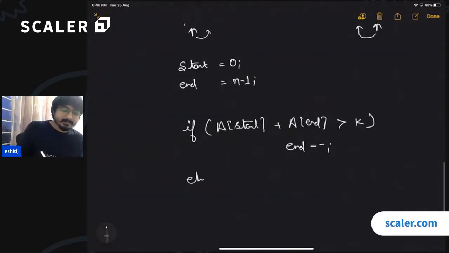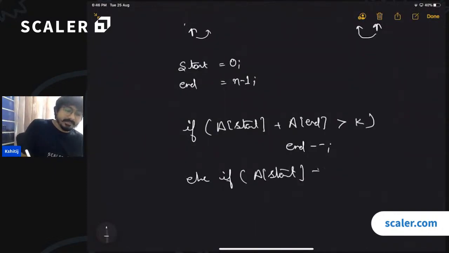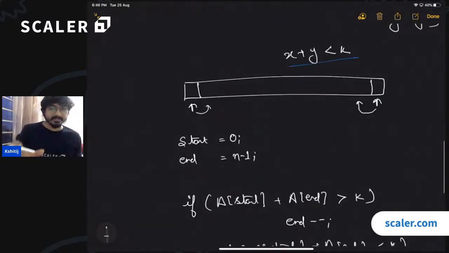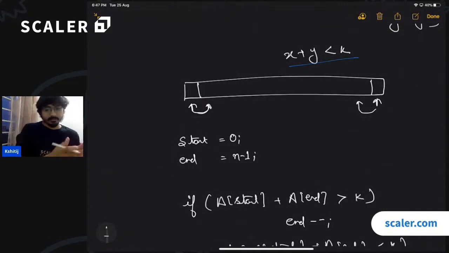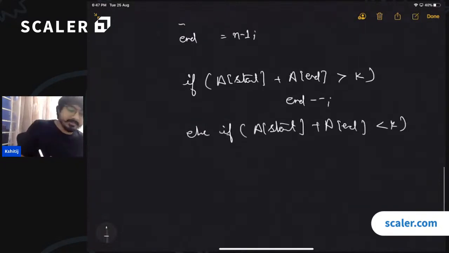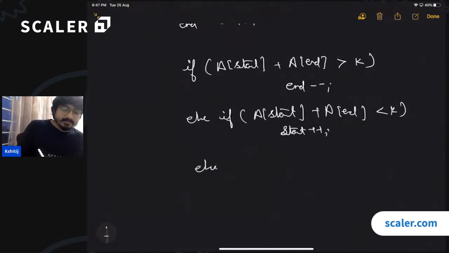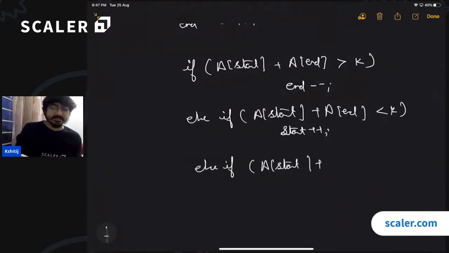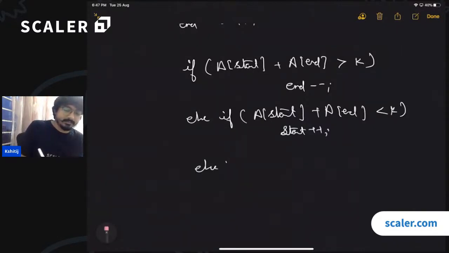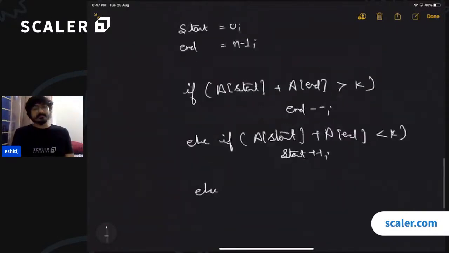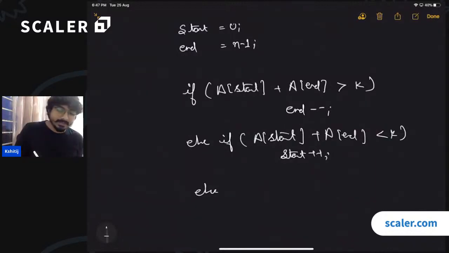Else, if a of start plus a of end is less than k, what can we do? If these two numbers are forming a sum which is less than k, we can try to increase the value. Now we can only increase the value if we are incrementing the start pointer, right? So we can do start plus plus. Else, what is the last case which is remaining? I don't need to write this whole thing. The only case that remains is, what if the sum is equal to k? In that case, what can we do?